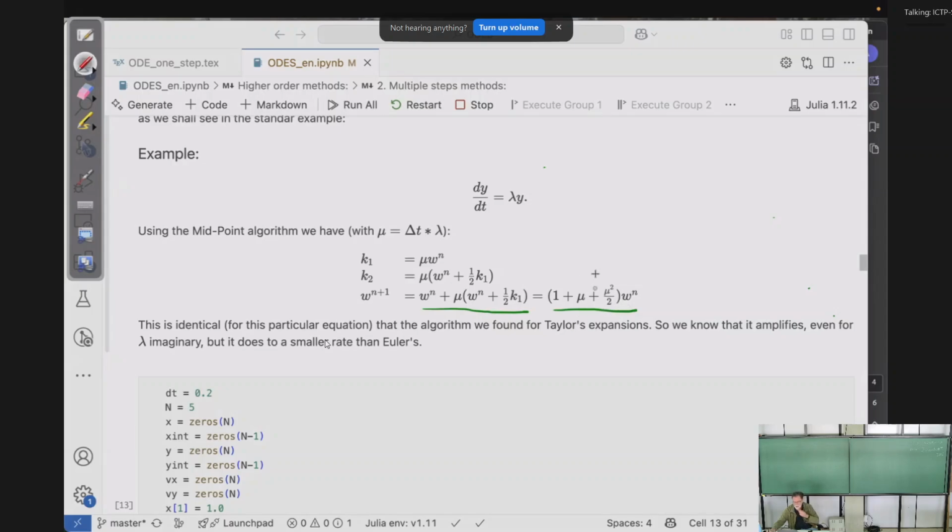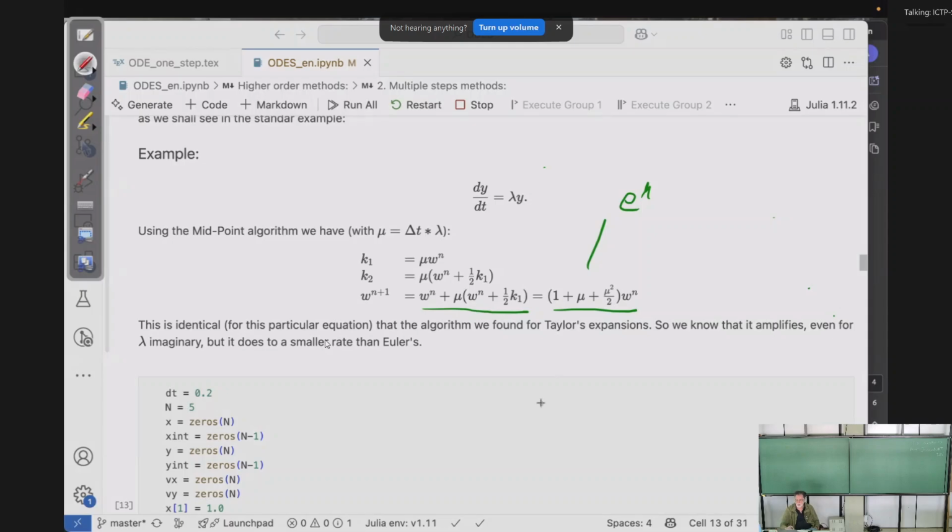So you see here, if you look at this, we are expanding e to the mu. Right? This is the expansion of e to the mu, because the solution has an e to the mu, basically. So this is the same algorithm that you find in Taylor's expansion. But now you don't have the other spurious solution.